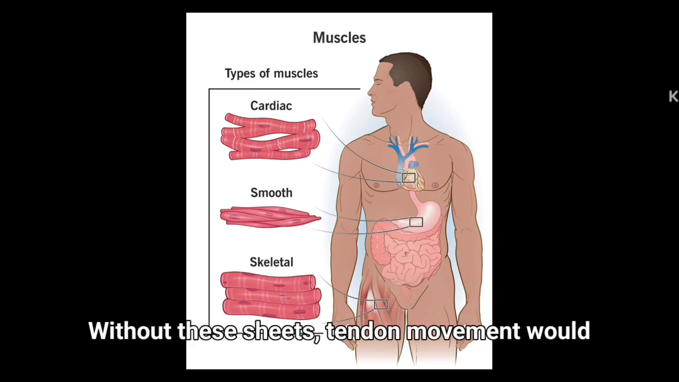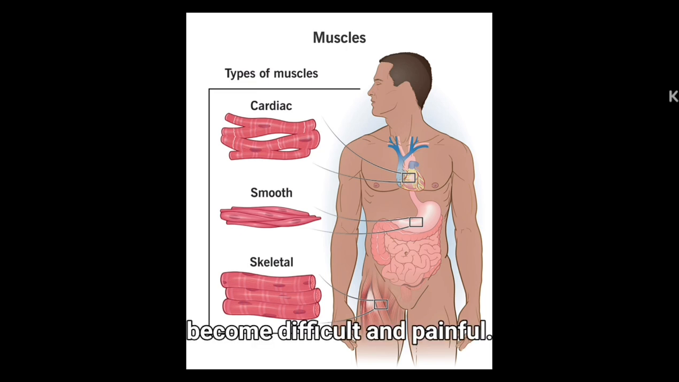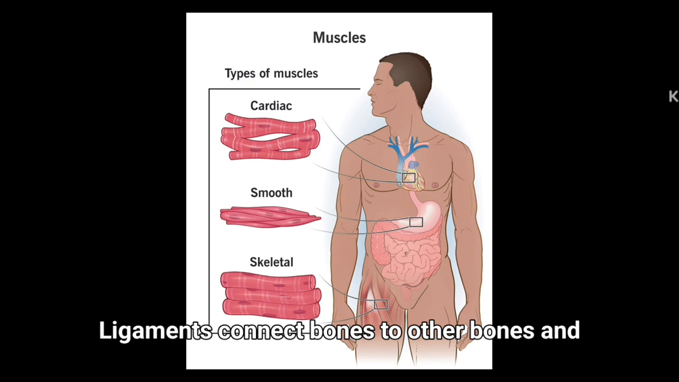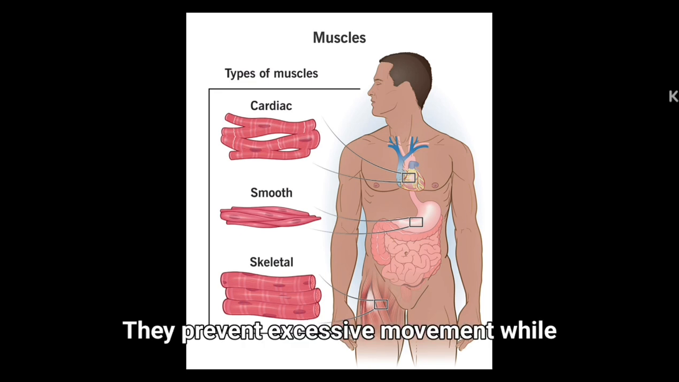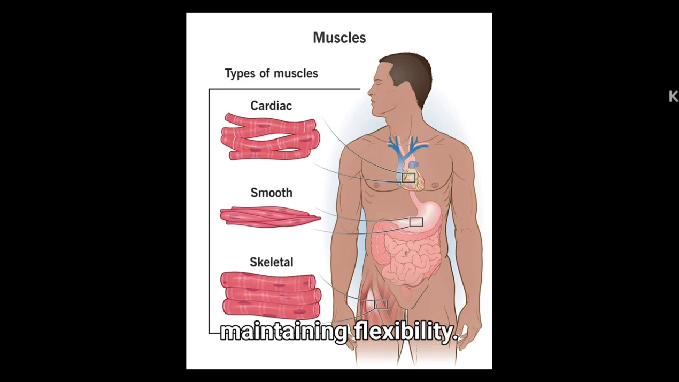Without these sheaths, tendon movement would become difficult and painful. Next are the ligaments. Ligaments connect bones to other bones and provide stability to the joints. They prevent excessive movement while maintaining flexibility.